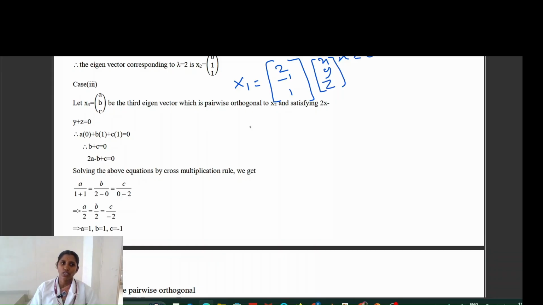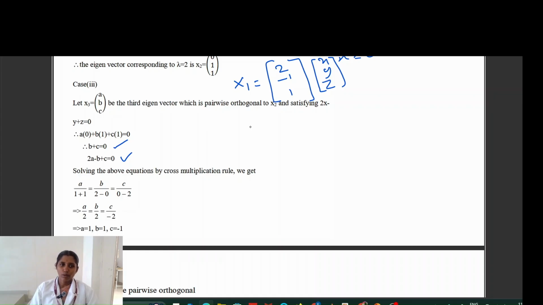In the same way, x2 is 0, 1, 1. In this, we multiply by a, b, c. So 0a plus 1b plus c. This equation is by using the x2 eigenvector. From this, we get a into 0, 0. Therefore, b plus c equal to 0. While changing x, y, z into a, b, c, we have the equation 2a minus b plus c. This corresponds to the x1 eigenvector, and this corresponds to the x2 eigenvector equations. Now considering these two equations, these two are different, so we use the cross multiplication rule.